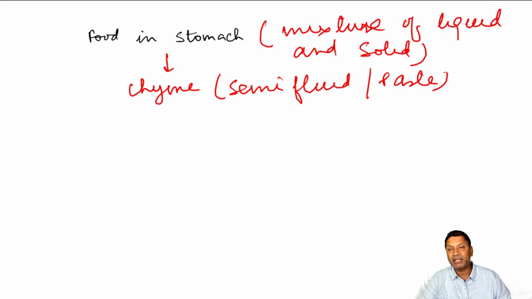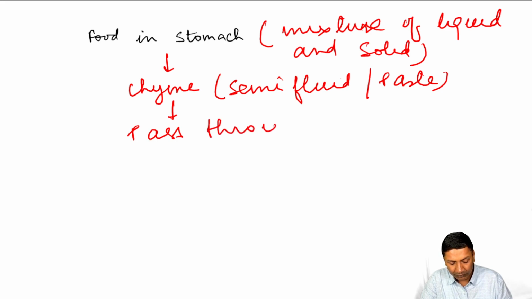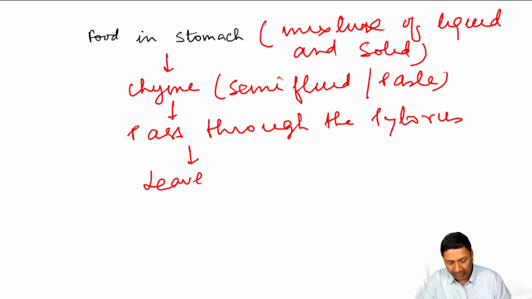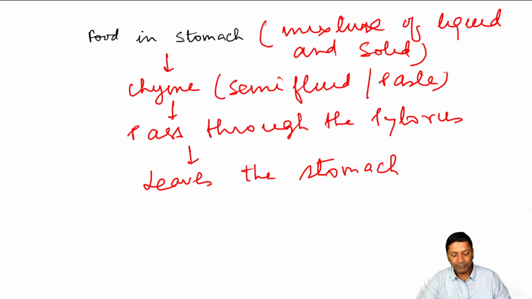Semi-fluid or the paste, and this chyme will pass through the pylorus and will leave the stomach. It will pass through the pylorus of the stomach and it will leave the stomach and enter into the duodenum. So when the food particles are converted into the chyme, then only they will leave the stomach.